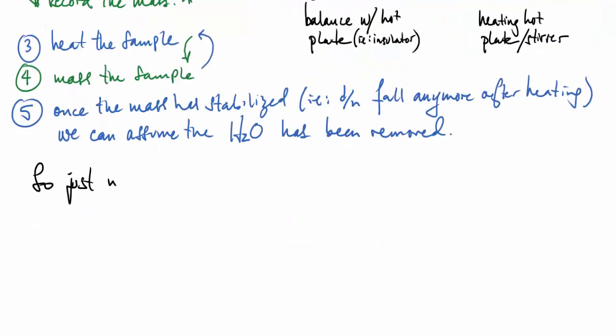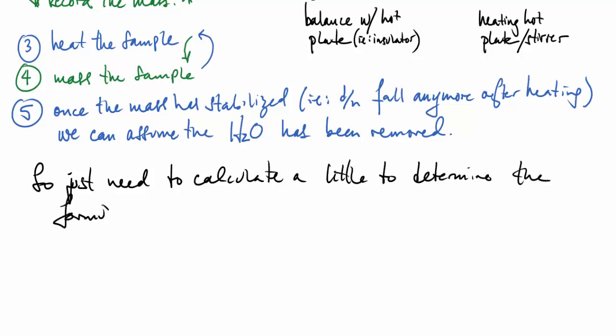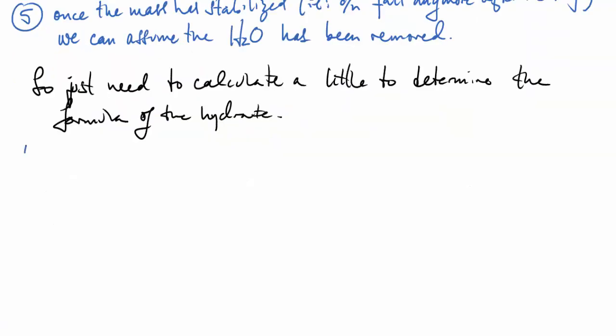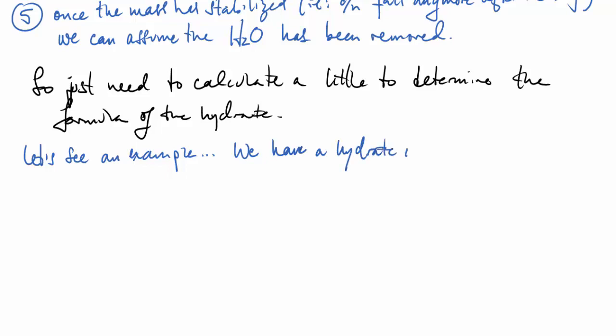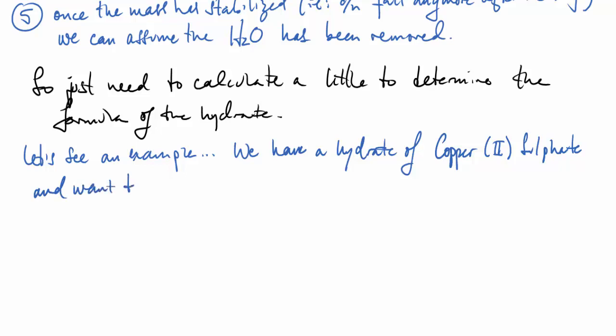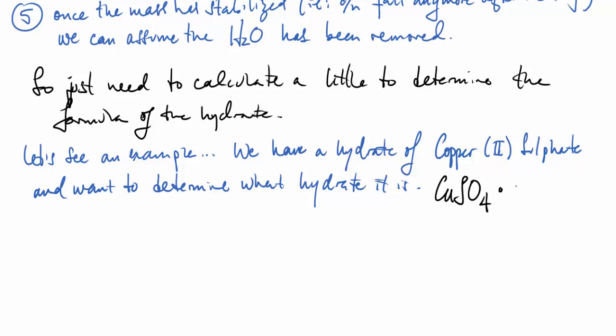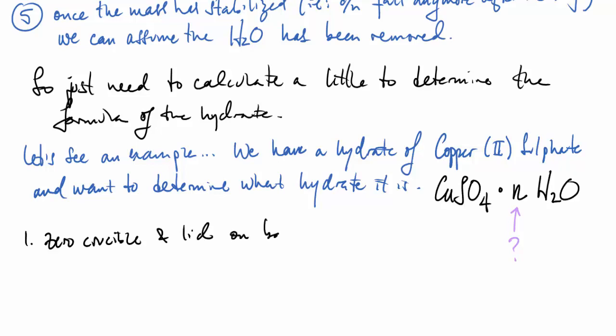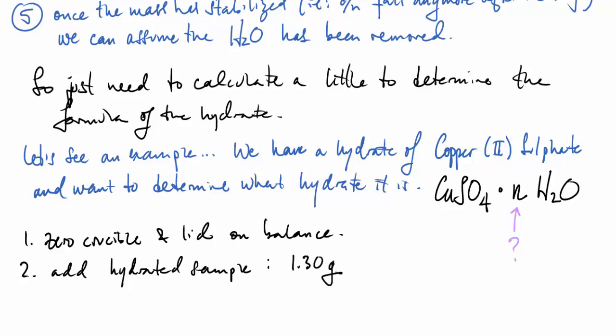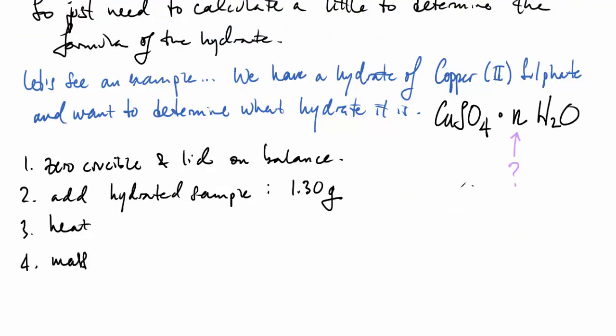So after this, we just need to calculate a little bit and determine the formula of our hydrate. I think it's probably worthwhile to see an example. This one is a hydrate of copper 2 sulfate, and we want to determine what hydrate it is. So copper 2 sulfate with how many water molecules attached. It'll be CuSO4 dot some number n H2O, and we want to know what that number of water molecules is. So we'll zero the crucible and lid on our balance and put our hydrated sample in there, and we got 1.300 grams of that stuff.